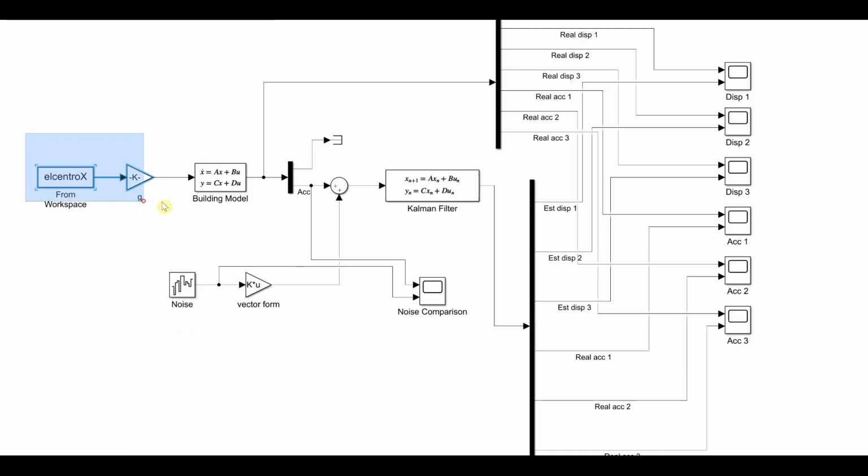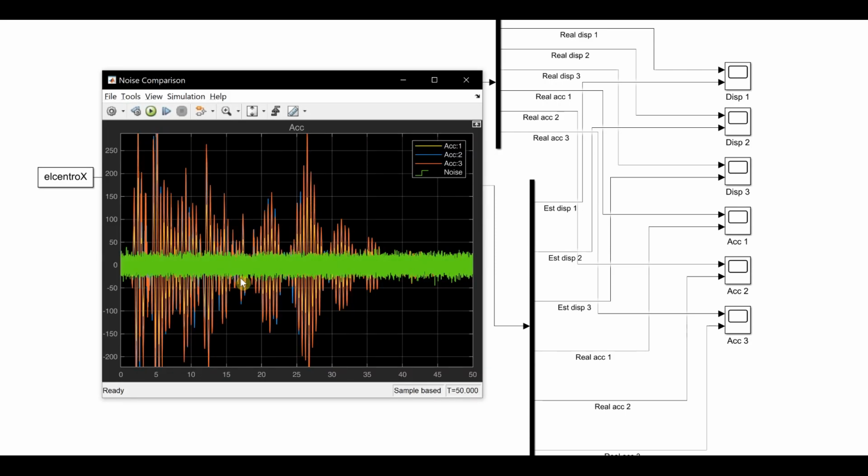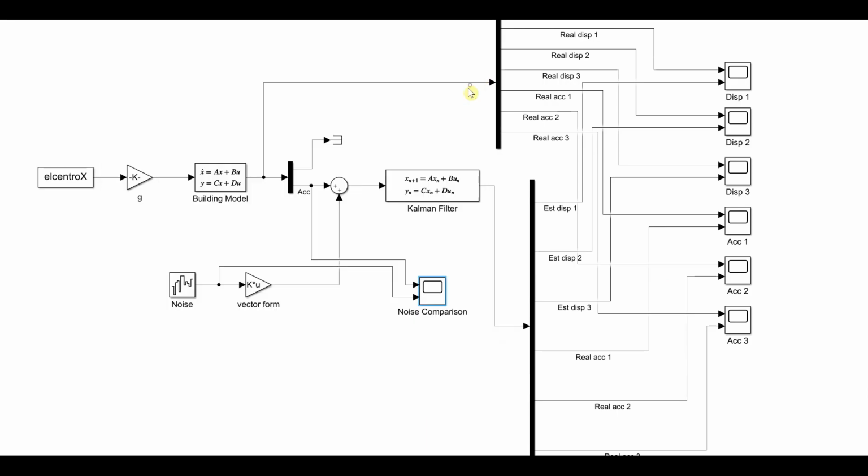So I have an input ground motion going into my building model, and my building model is feeding its acceleration results to the Kalman filter. I'm also adding some noise to my measured results because measurements always have noise for one reason or another. And you're seeing the ratio between the noise and the actual measured signal. So you can tell the noise is quite substantial. And lastly, this acceleration result goes into a Kalman filter, and I am going to compare my estimated displacements and accelerations to my real displacements and accelerations.